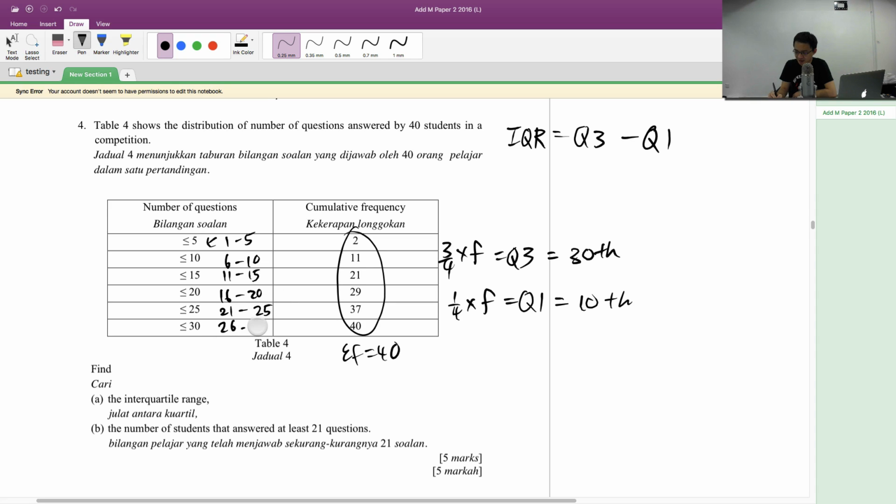This one should be 26 to 30. Because if you only leave it like less than 30, that means everything here is less than 30. So it will make you so confused. That's why I was so confused just now.